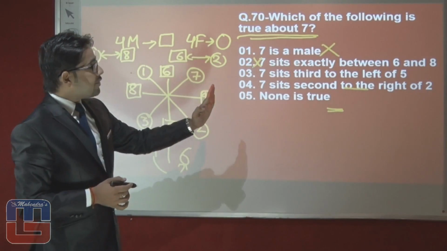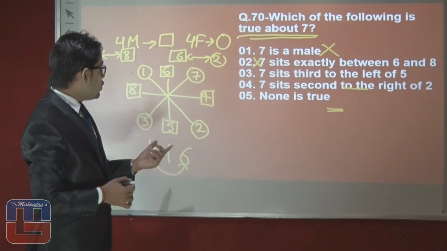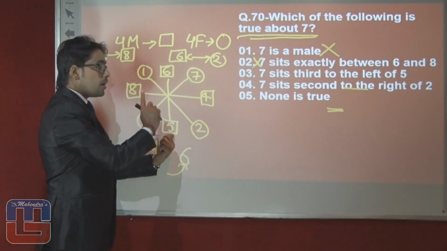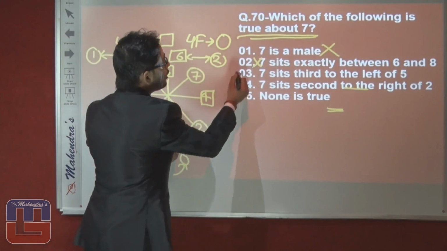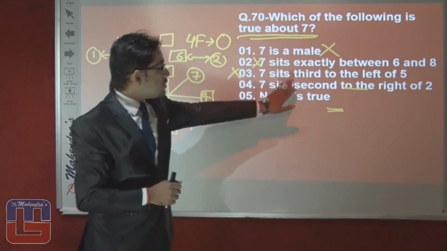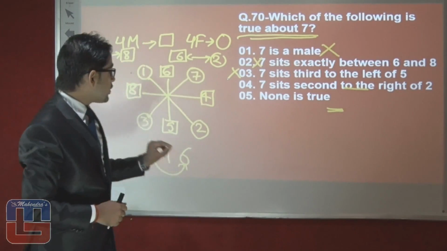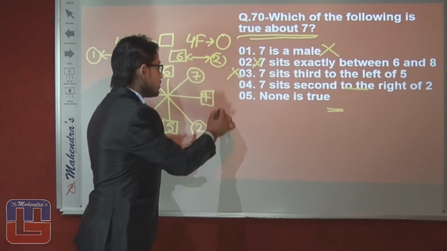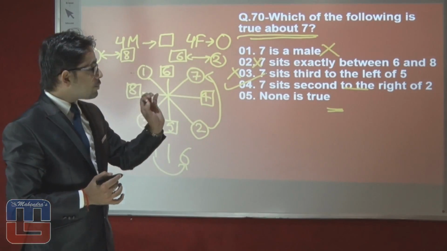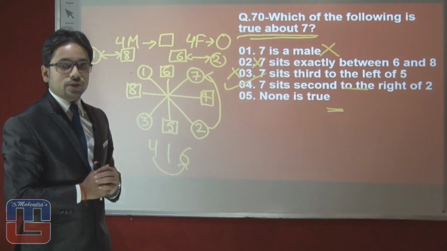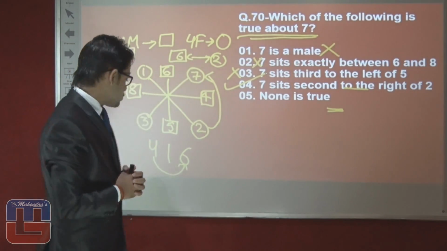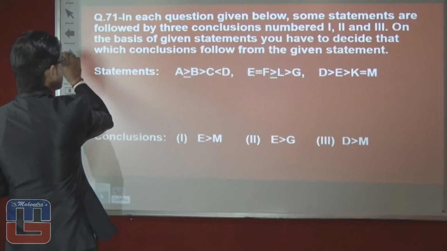Third option, 7 sits third to the left of 5. You can see 7 sits third to the right of 5, not the left. So this option is false. The next option says 7 sits second to the right of 2. You can easily find here 7 is second to the right of 2. So we can say that option number 4 is the right answer of this question. That's all about this seating arrangement question. Let's proceed towards the next question.